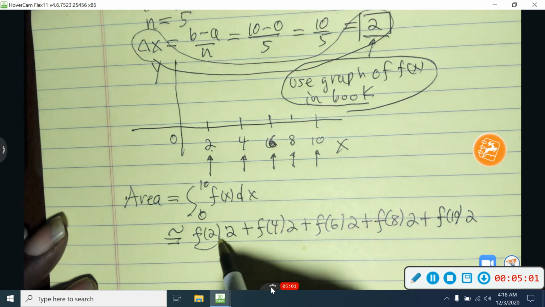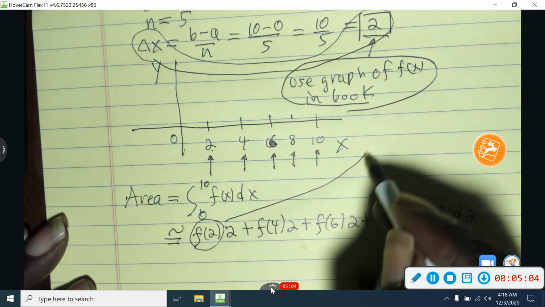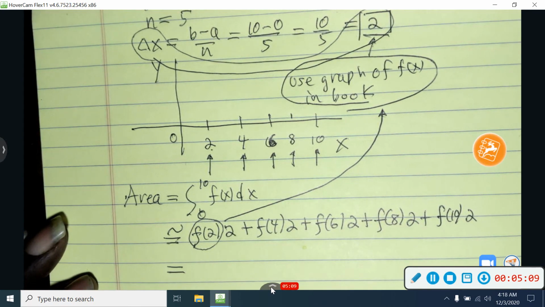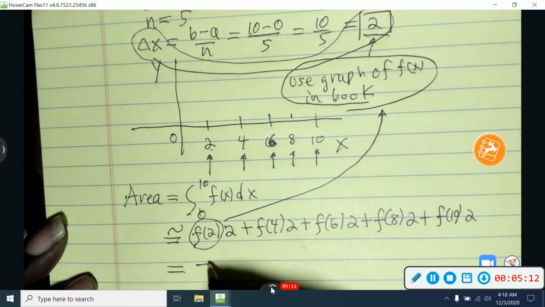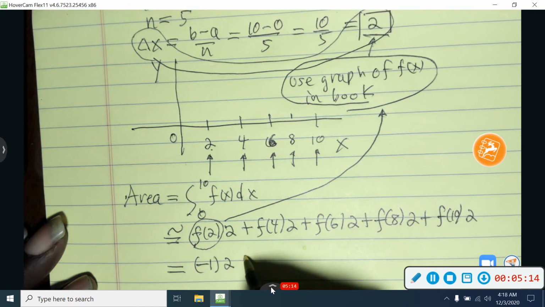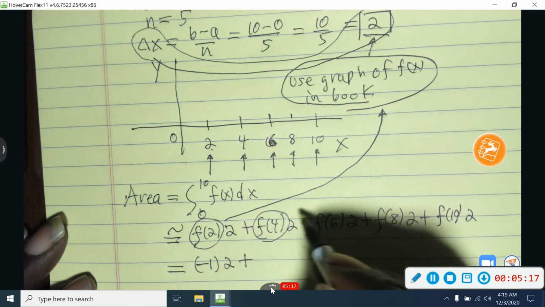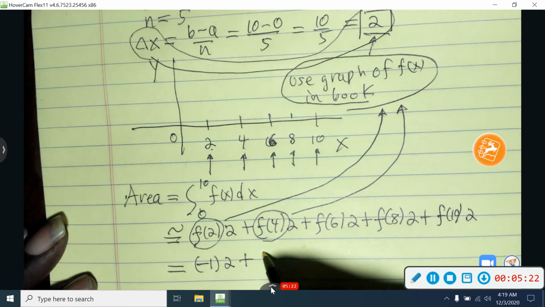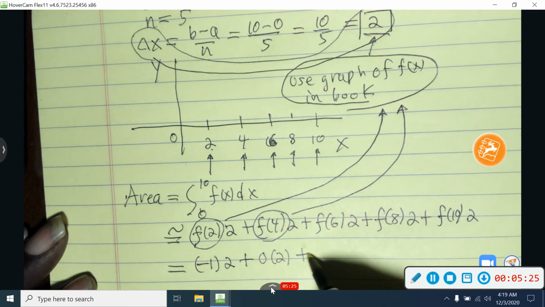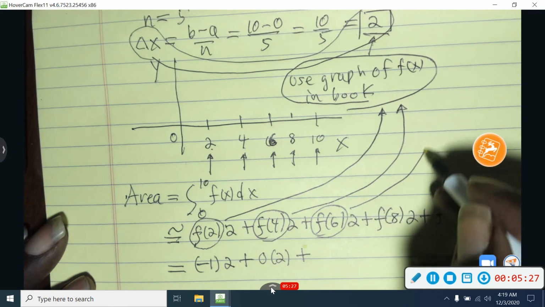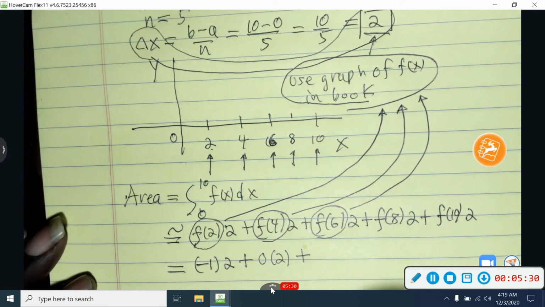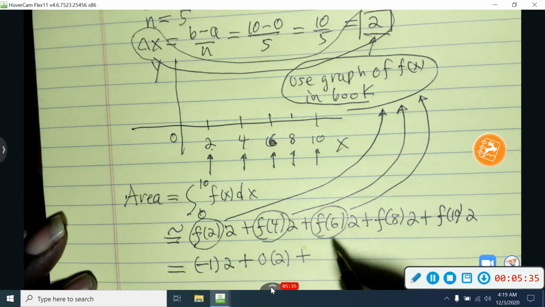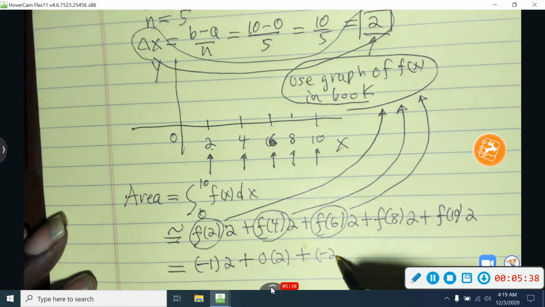Now I'm going to do these. What is f of 2? Well, you have to use the picture in the book. And if you look in the book, f of 2 is -1. Use the graph. What is f of 4? Like I said, you have to use the graph of the picture that's drawn in the book. And if you look, f of 4 is 0. What is f of 6? You have to look. It draws the graph, and if you move over 6 and look, it goes down to -2. f of 6 is -2.